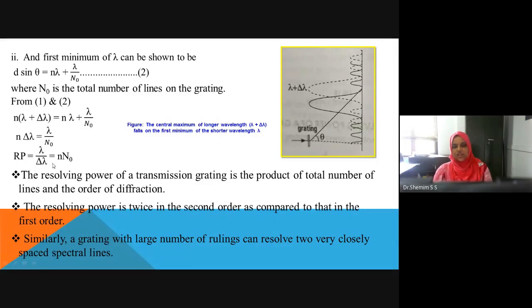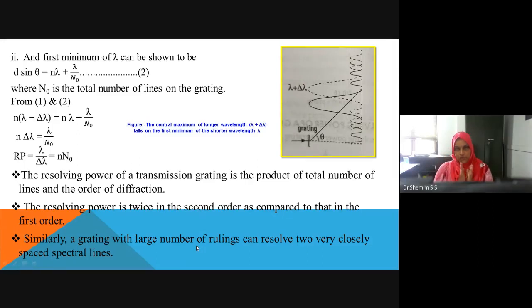Resolving power is also directly proportional to N0. That means that if N0, or the number of lines on the grating, increases, resolving power also increases. That is, resolving power increases with increasing the total number of lines. If you are using a grating with more number of rulings or more number of parallel slits, then that will give better resolving than the other one. If you increase the number of lines of a grating, the resolving power will also increase.